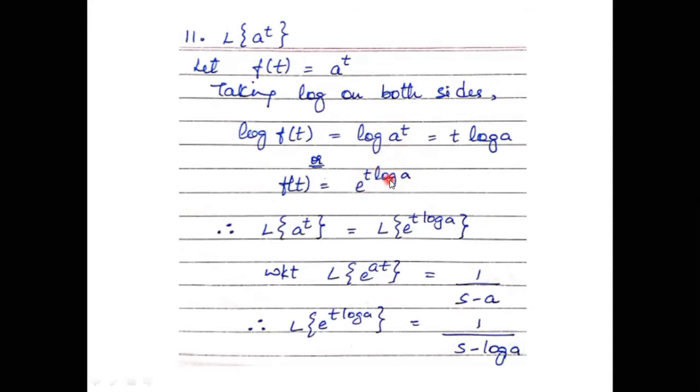And here, for e power at, you have the formula: for e power at, the formula is 1 by s minus a. And in place of a, you have log a. The coefficient of t here is log a, so it is 1 by s minus log a. In place of a, you have log a, so 1 by s minus a becomes 1 by s minus log a. So this is all about a power t.